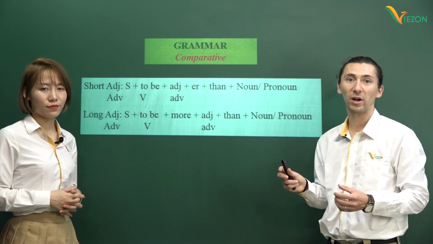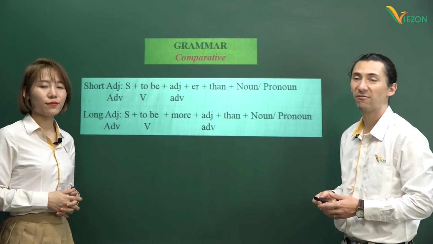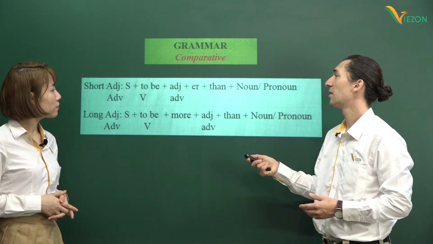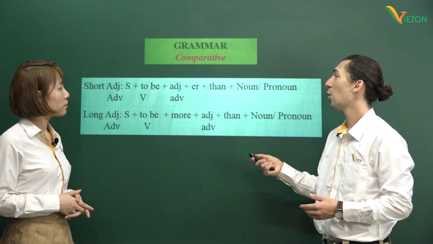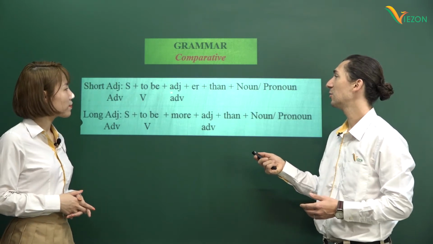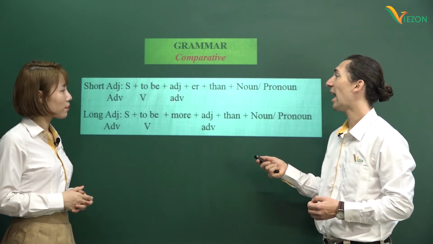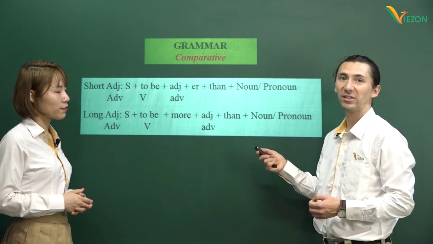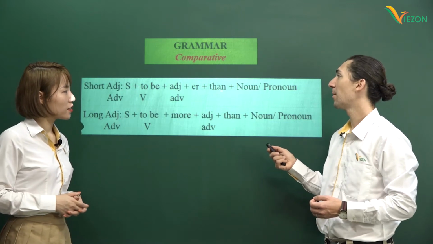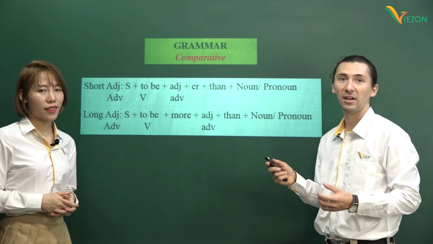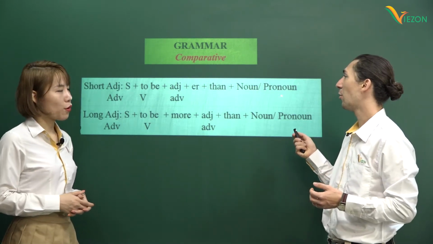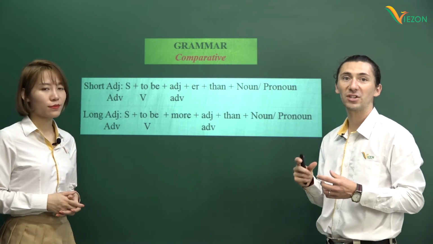All right, so these are to describe two things. So let's look at the short adjective first. For the short adjective, we start with the subject. And we have the subject plus to be, or we can use subject plus verb. And after we have those two things, we can either use the adjective or adverb plus er. All right, so we add the er to the adverb or the adjective. And whenever we're comparing two things, we have to include than in order to compare the two. And we compare to the other noun or pronoun. All right, and this is the short adjective form.